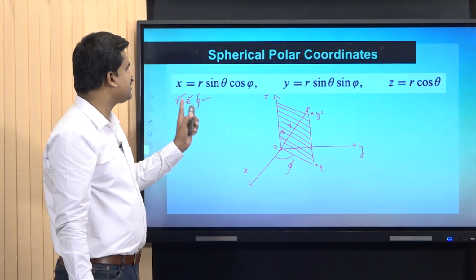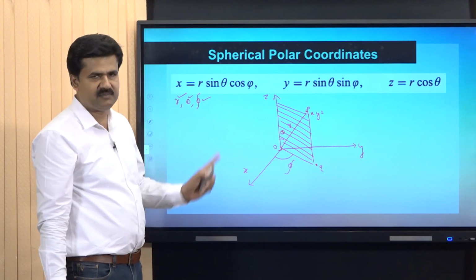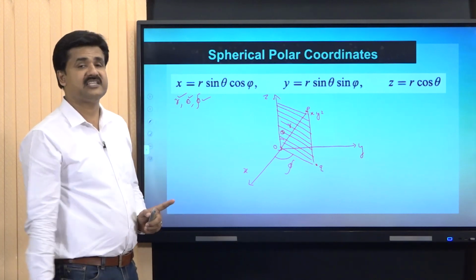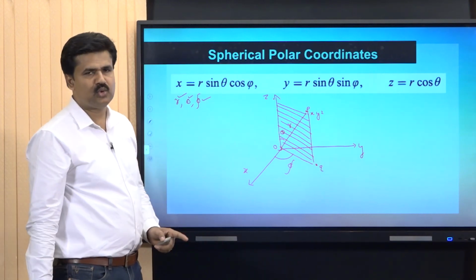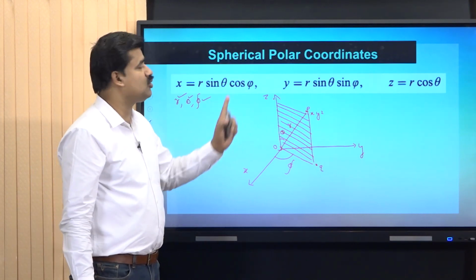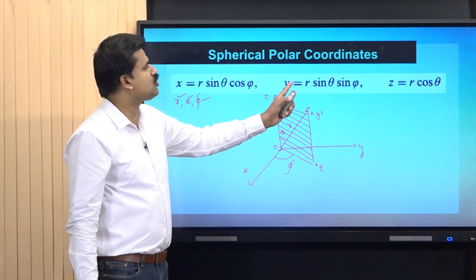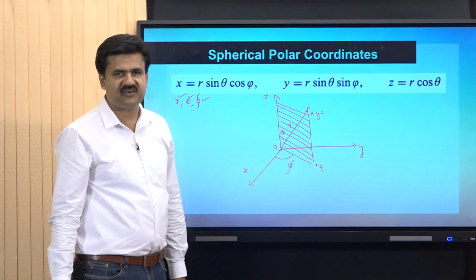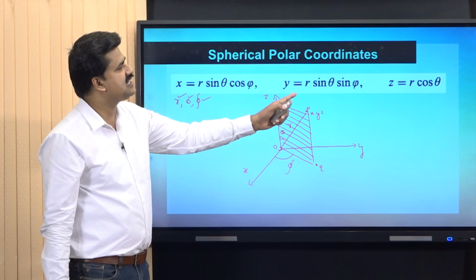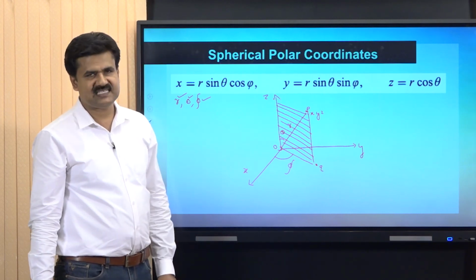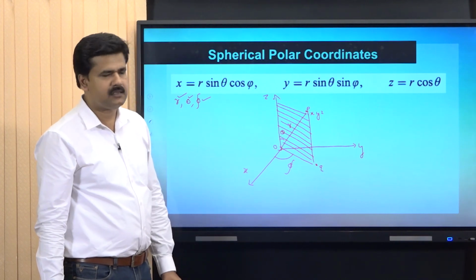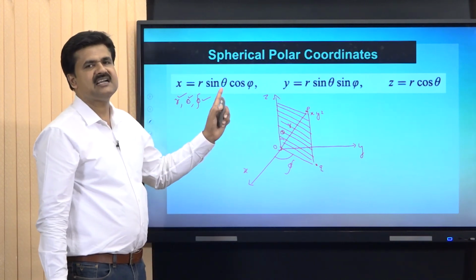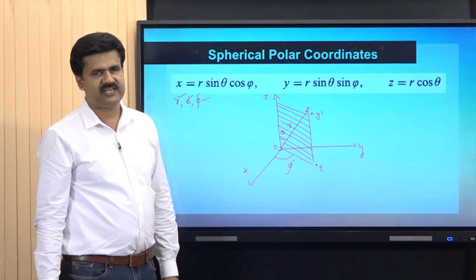These three spherical polar coordinate variables are related to Cartesian coordinates by the expressions x is equal to r sin theta cos phi, y is equal to r sin theta sin phi, and z is equal to r cos theta. This is about the conversion between Cartesian coordinates and spherical polar coordinates.